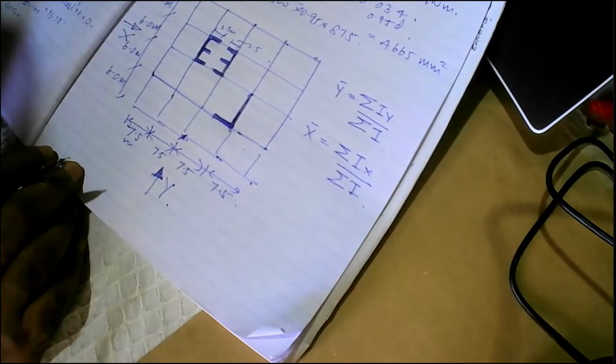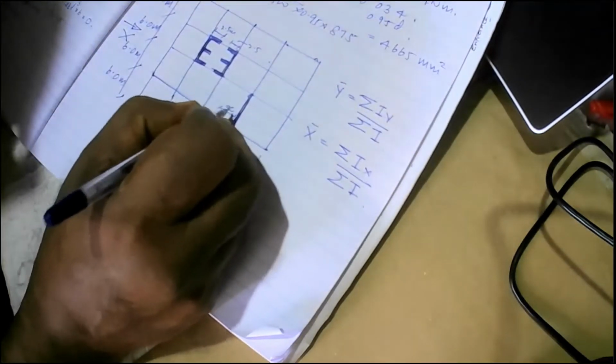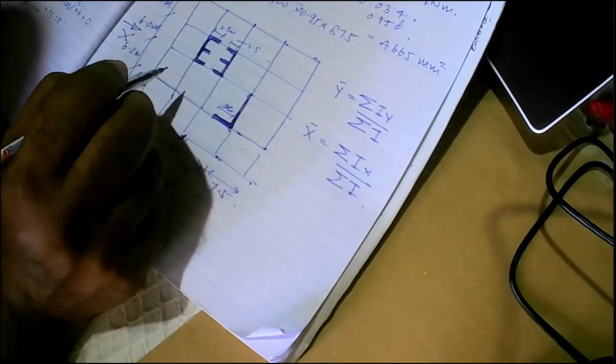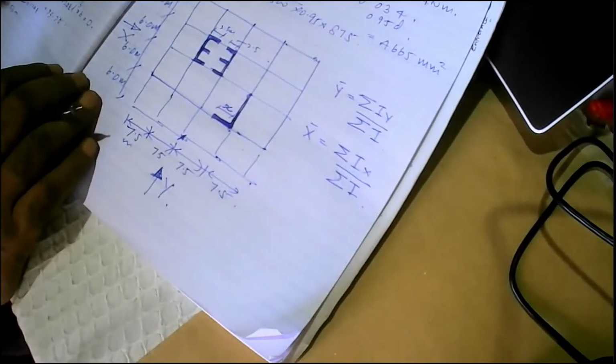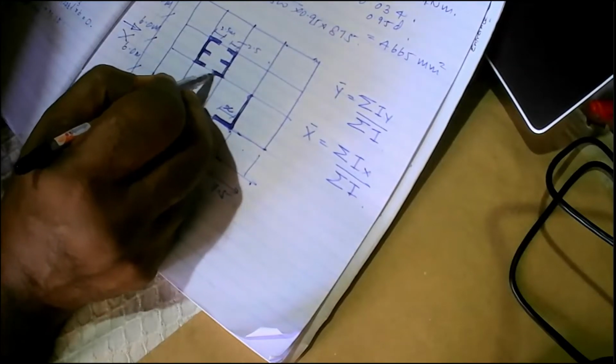So what we do is, if I say the length of this wall is X, length of this wall is X, what we are trying to see is, when you substitute in this equation, Y bar is equal to sigma I Y over sigma I, then we are trying to see that Y bar remains zero if we take moments about this particular axis.